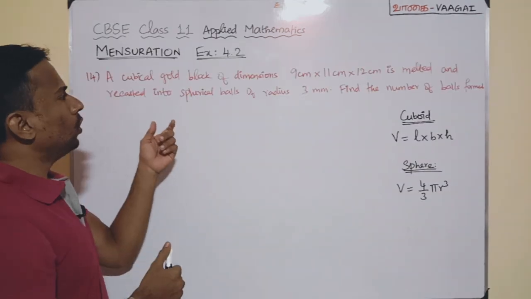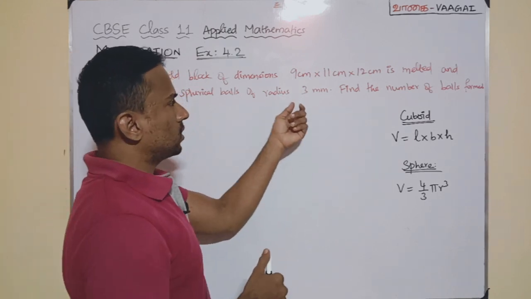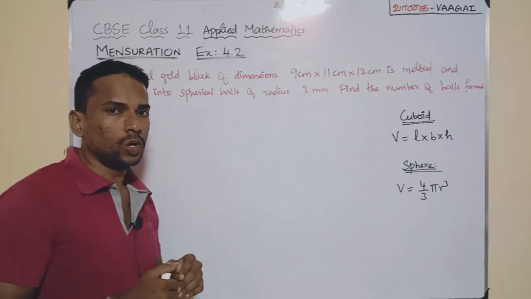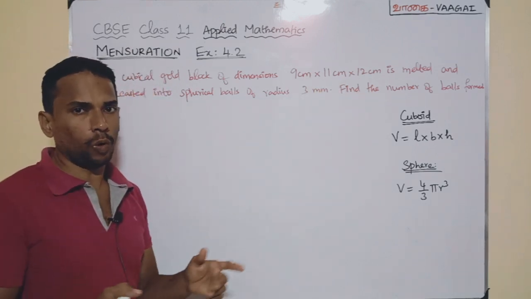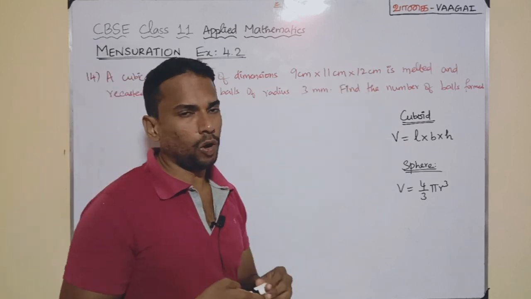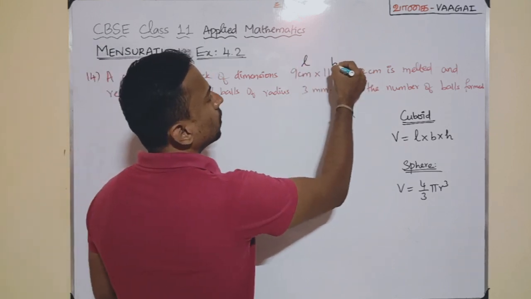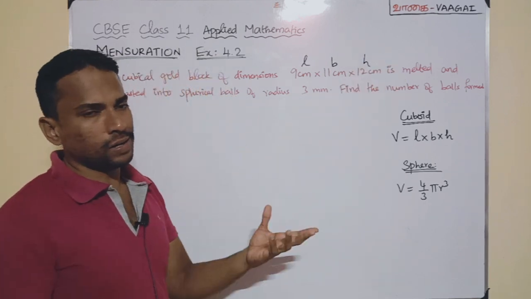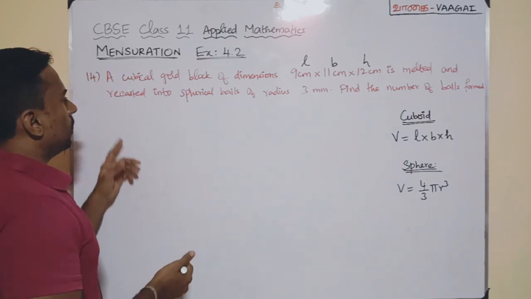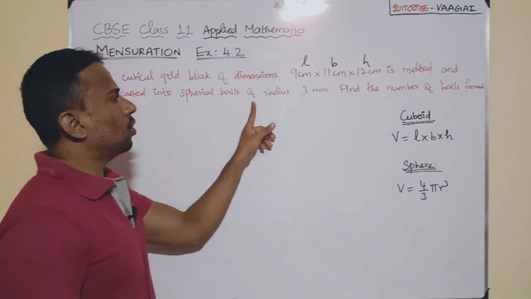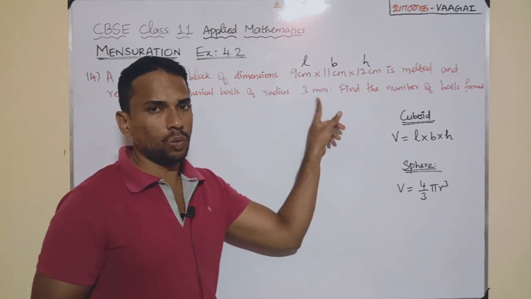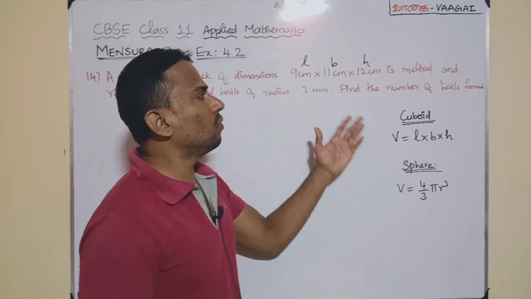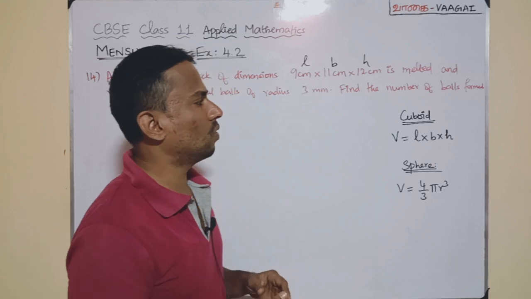A cubical gold block of dimensions 9 centimeter by 11 centimeter by 12 centimeter is melted. So you have a cubical block, which means it is a cuboid, and they have given the dimensions of this cuboid: the length, breadth and height. This cuboid is going to be melted and recasted into spherical balls of radius 3 millimeter. Note this, it is 3 millimeter. Now if this is done in such a way, find the number of spherical balls formed. This is what we have to find here.